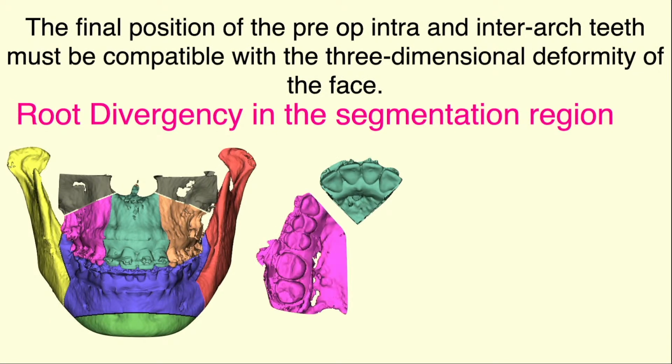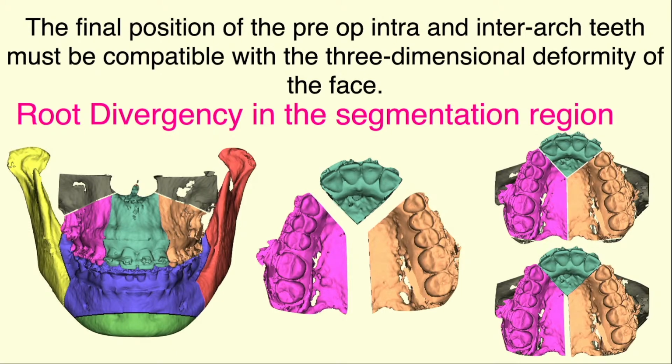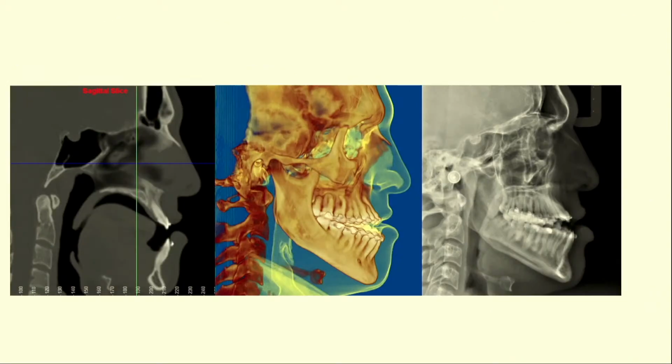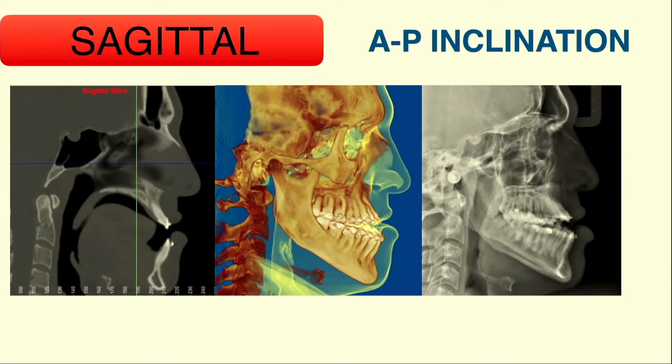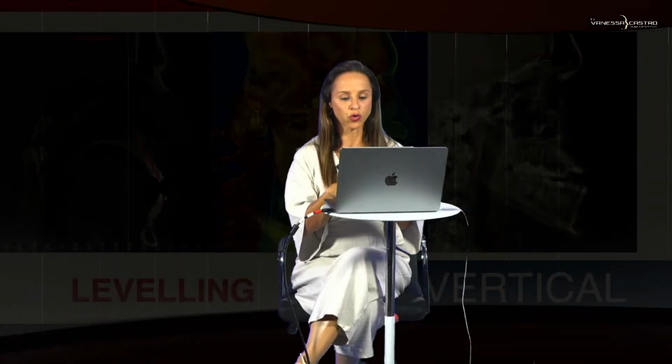And one more time, I have to think about the final position: the pre-op intra- and inter-arch teeth must be compatible with the three-dimensional deformities of the face. So look at this, the maxilla, I can segment the maxilla in 3 pieces, 4 pieces, whatever I need, and I have to create the space that the patient needs to correct the transverse problems, and to do everything at the same time. So here, from the sagittal point of view, I don't need so many corrections because I already have the discrepancy at the beginning in this view. The AP inclination, I have to put the teeth in the best position in the bone, in vertical and asymmetry.